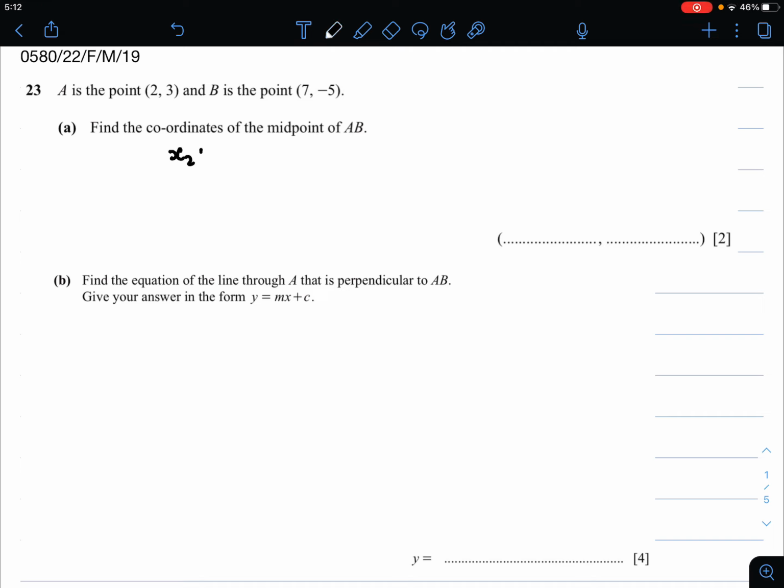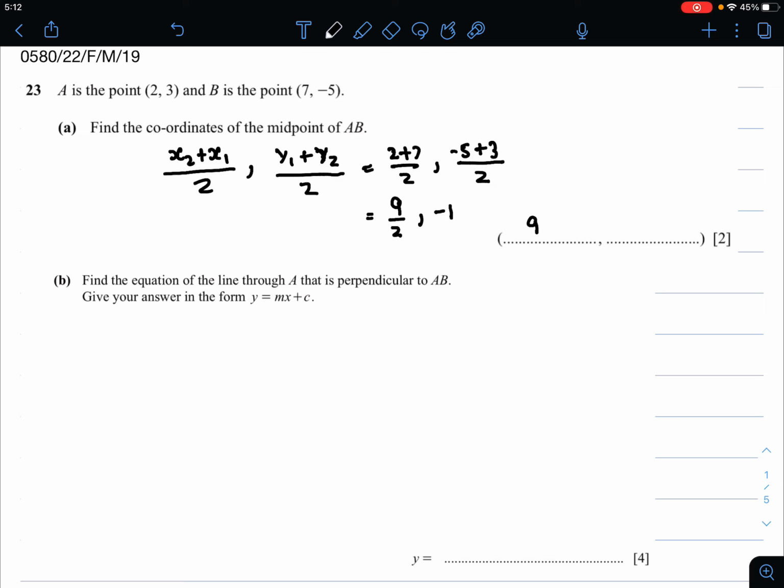So x2 plus x1 divided by 2, comma y2 plus y1 divided by 2. Now we have all the values, all we need to do is substitute. So 2 plus 7 by 2, comma minus 5 plus 3 by 2. So 2 plus 7 is 9, so 9 by 2, comma minus 5 plus 3 is minus 2, so minus 2 divided by 2 is minus 1. Therefore your final answer for part A will be 9 by 2, comma minus 1.